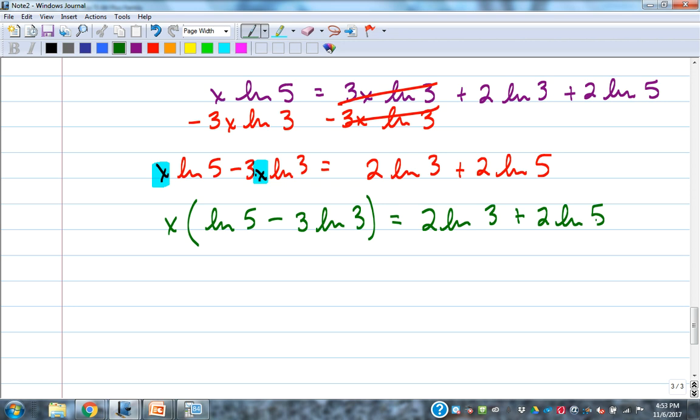So I took what they had in common, the x, pulled it out to the front. So now it's x times, what is this, essentially? Stuff in parentheses: natural log of 5 minus 3 natural log of 3. What are those pieces individually? Say it louder. They're numbers. So this is like 7 times x. That's all this really is. It's an ugly decimal number, but it's times x. So how do we get rid of a number when it's multiplied times x?